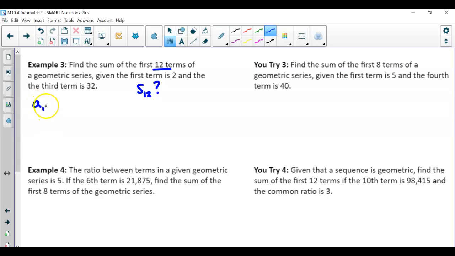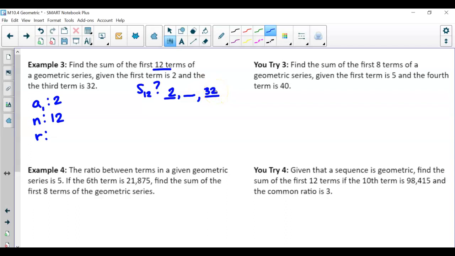So the first term, a sub 1, is 2. We're looking for the sum of the first 12 terms, so n is 12. But do we know what the common ratio is? No. So we have to first find what r is. We know that the first term is 2, and we know the third term is 32.